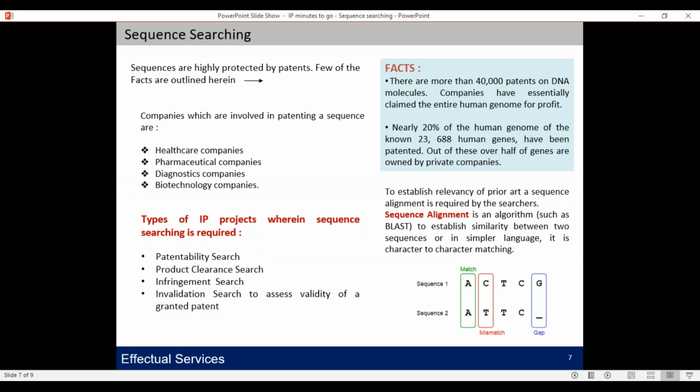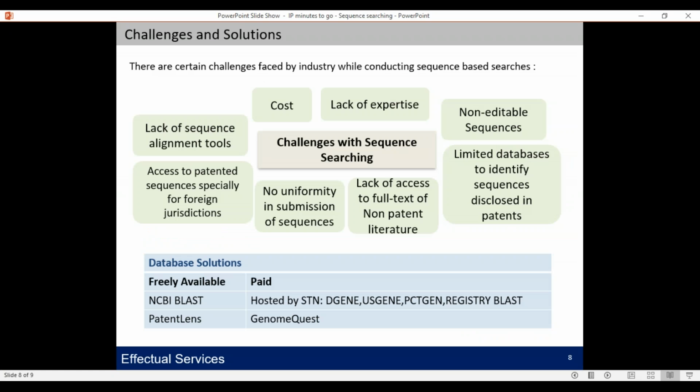To properly perform searches for patents or NPL with sequences, a sequence alignment exercise is a must. Sequence alignment is an algorithm such as BLAST to establish similarity between two sequences, or put more simply, it is a character-to-character matching exercise. You'll see there are certain challenges faced by the industry while conducting sequence-based searches, cost being a major factor, lack of expertise within the domain.